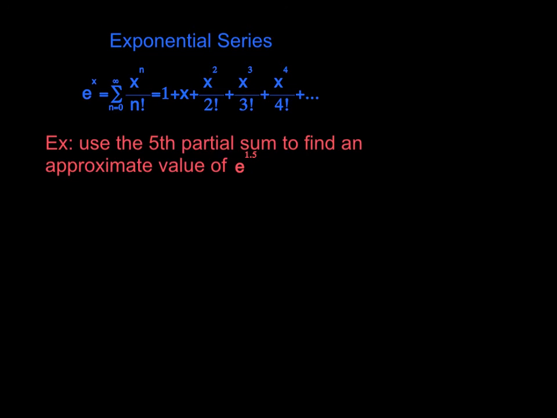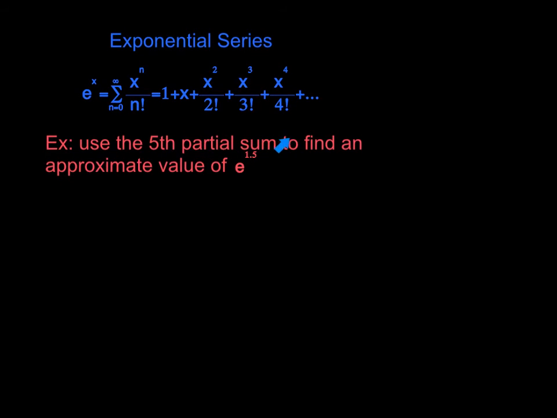Okay, exponential series, anything e to the x, you can also write as a partial sum. So e to the x is equal to the sum from n equals 0 to infinity of x to the n over n factorial, which equals 1 plus x plus x squared over 2 factorial plus x cubed over 3 factorial plus x to the fourth over 4 factorial. Where the e to the x comes from is basically this series multiplied out.